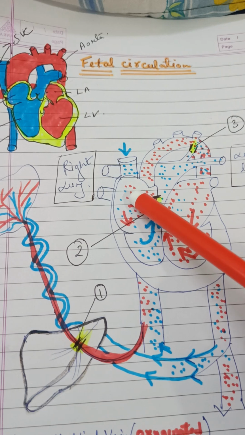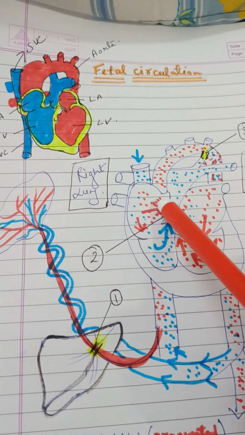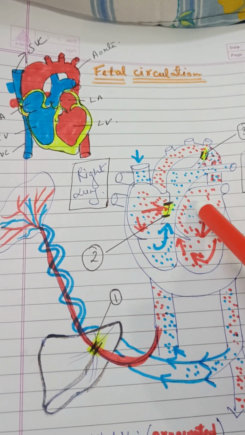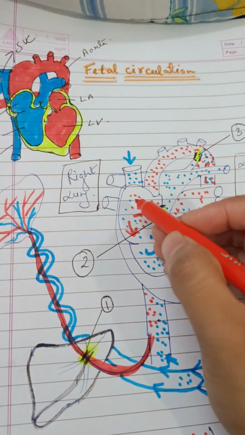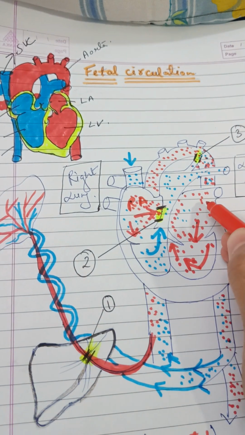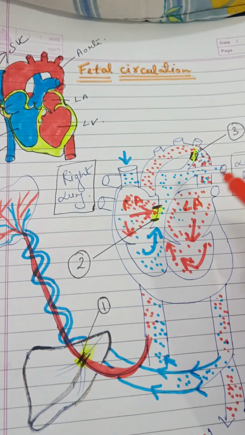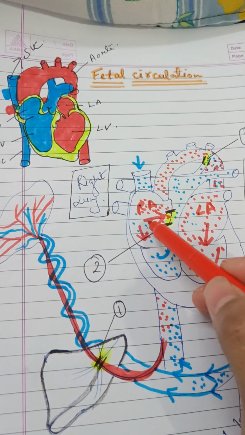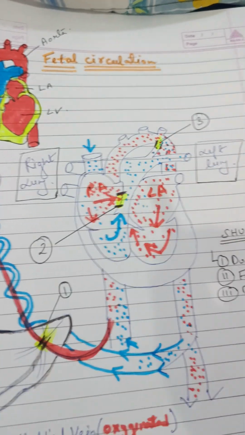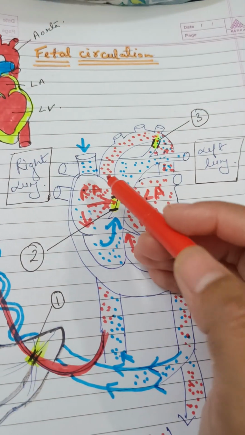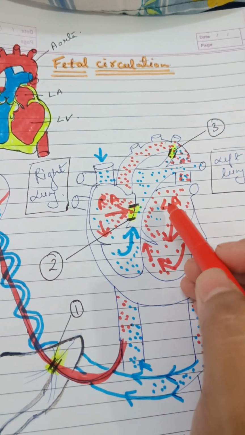All right, so from the mixed blood, most of the oxygenated blood will move towards the foramen ovale, and from the right atrium it will move to the left atrium. So this is the right atrium and this is the left atrium. The blood will move from the right atrium to the left atrium through this shunt known as the foramen ovale. So this is the second shunt which is present here. It is a connection between the right atrium and the left atrium.